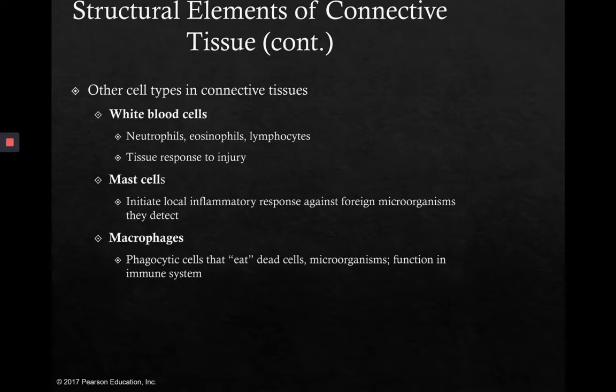The macrophages, again, which are a type of white blood cell, are really large phagocytic cells, hence the name macrophage. They're large phages. So they're going to be able to eat any dead cells or microorganisms, basically function in the immune system as a cleanup crew in order to get rid of any cell debris or bacteria.